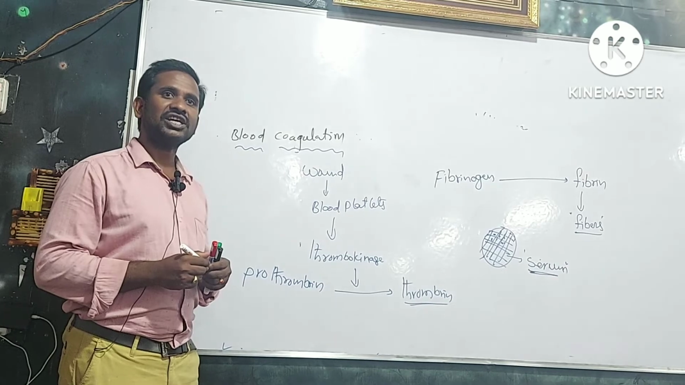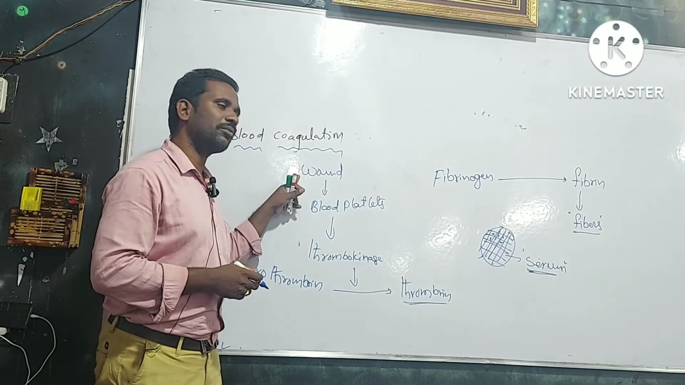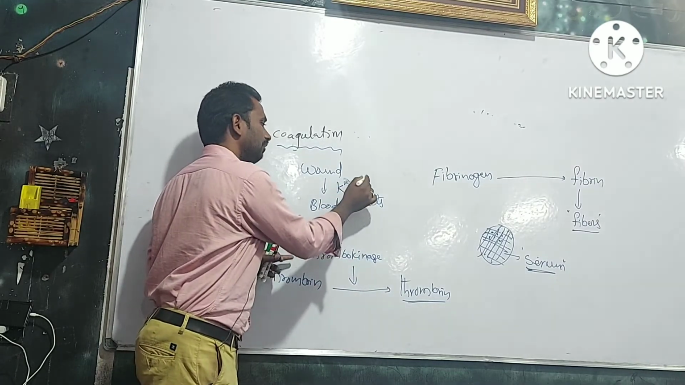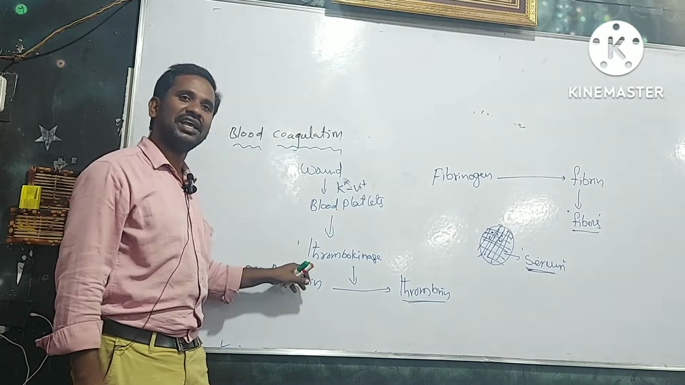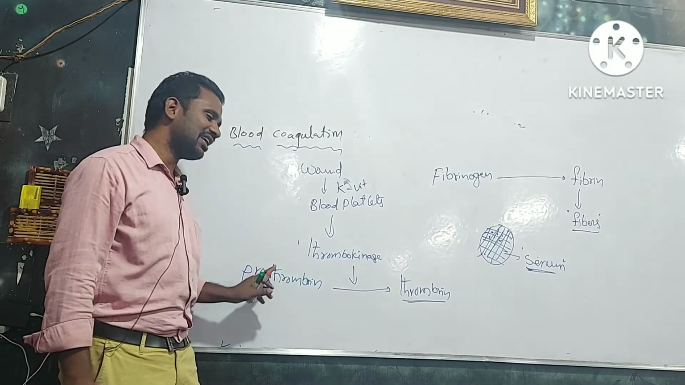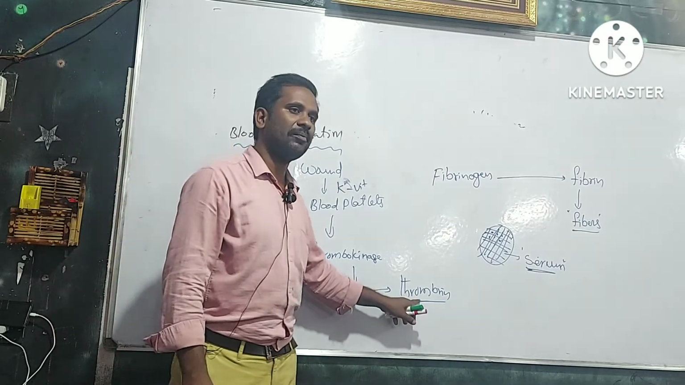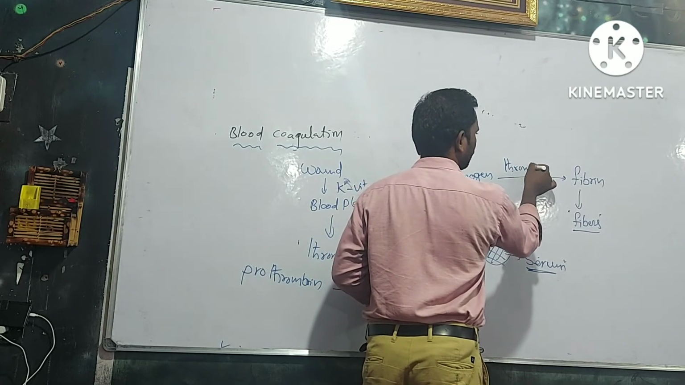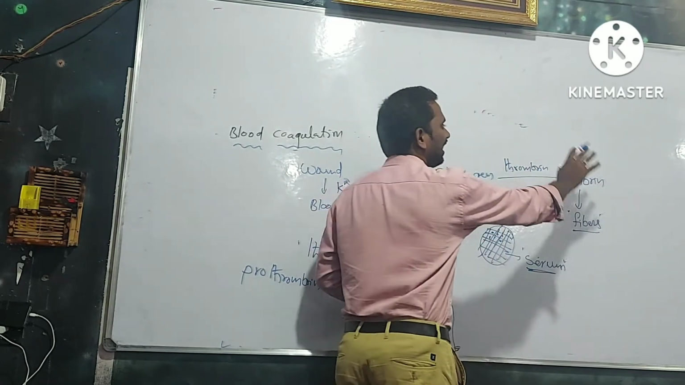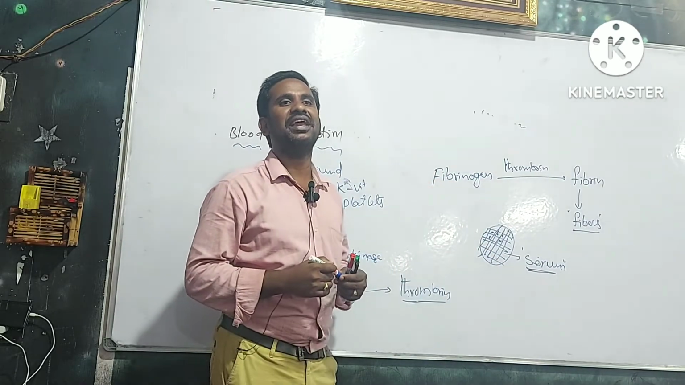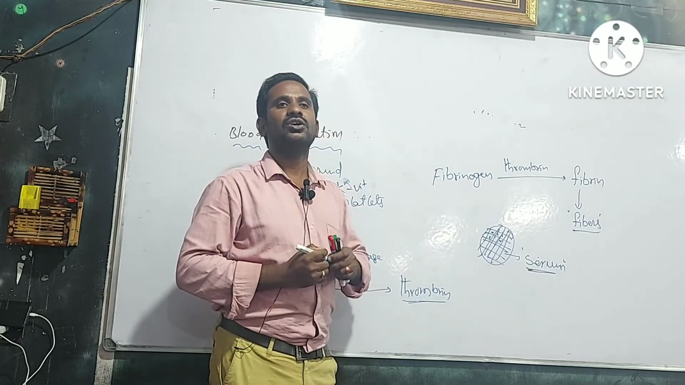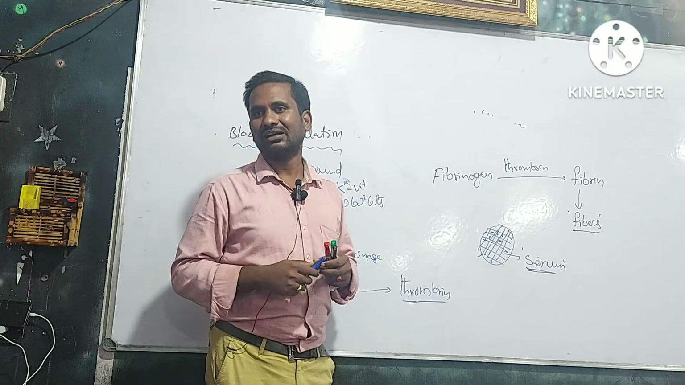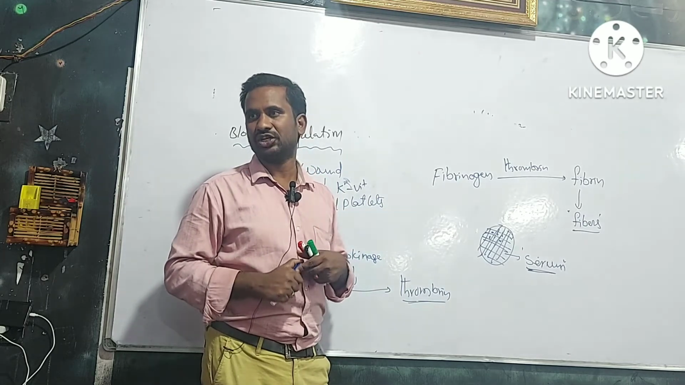Do you understand? Yes, sir. So when you get a wound in our body, the blood platelets, with initiation by vitamin K, release an enzyme, thrombokinase. Thrombokinase activates prothrombin into thrombin. Thrombin acts on fibrinogen. Fibrinogen releases fibrin. This fibrin forms a fiber network. In that fiber network, all the blood cells accumulate and form the clot, or blood coagulation.